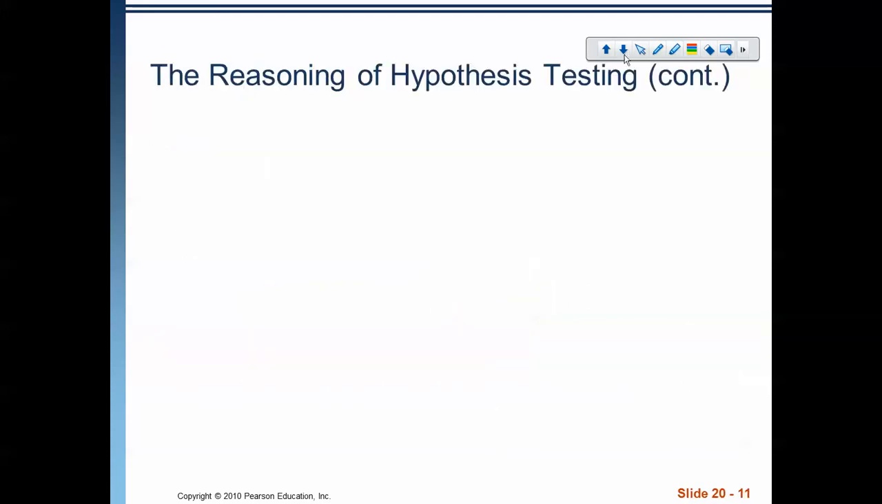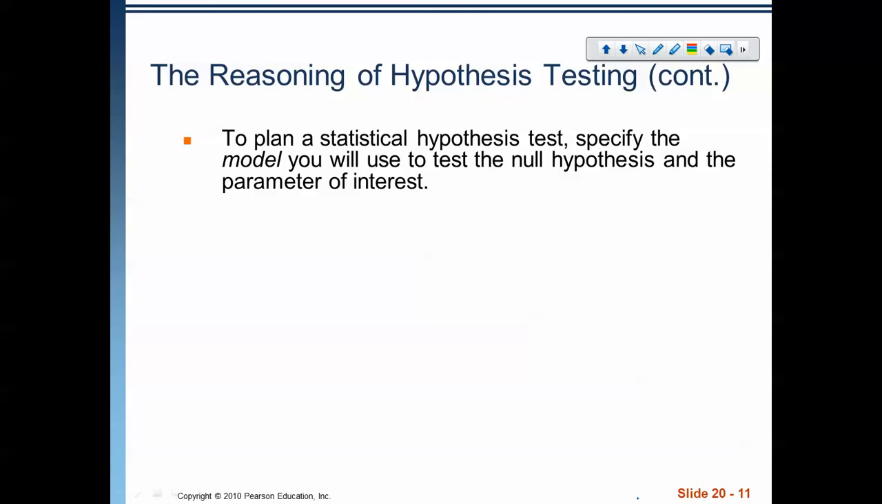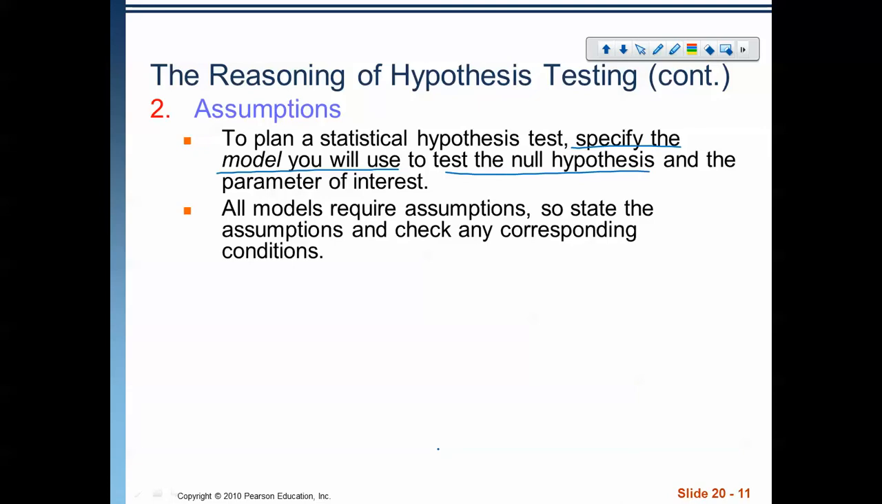So there's my hypotheses. Let's talk about assumptions and stating a model. Anytime we do a hypothesis test, we need to specify the model that we're going to use, whether it's a Z model or things we're going to talk about in the future like a T model. And we're going to use that model to test the null hypothesis and the parameter of interest. Oh, these are our assumptions, by the way. That came up in a weird order. All of these models require assumptions. And these assumptions talk about certain conditions that have to be met in order to run the test.